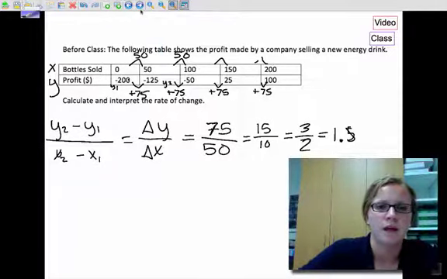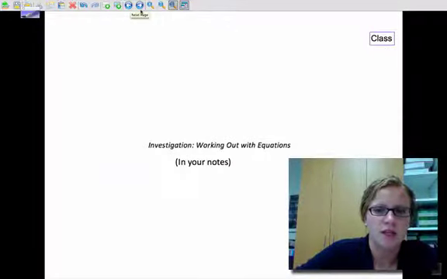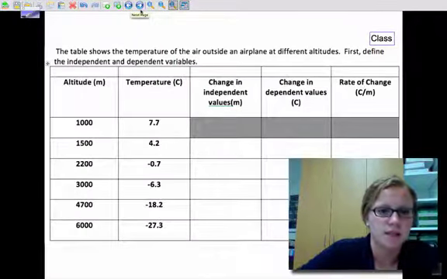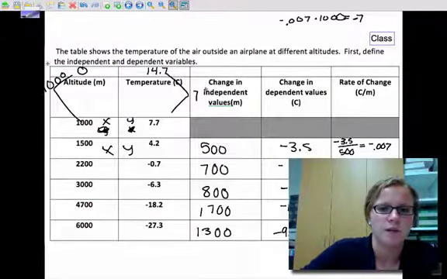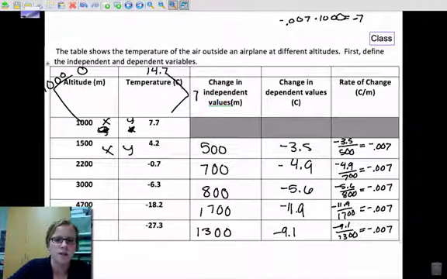So then they have an investigation in their notes. It's the last page of their note sheets. It looks like this. They have a table here that they're supposed to fill out. Their independent variable is the altitude of this plane climbing. The dependent variable is the temperature. The temperature drops as the plane climbs.